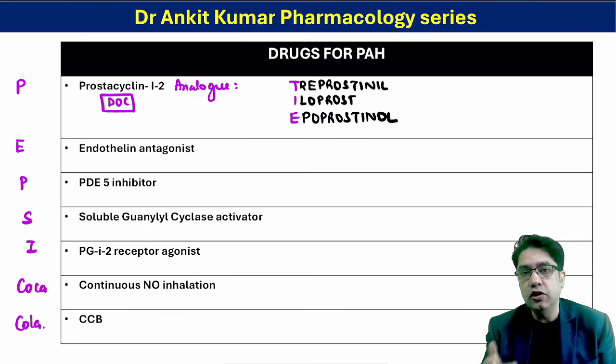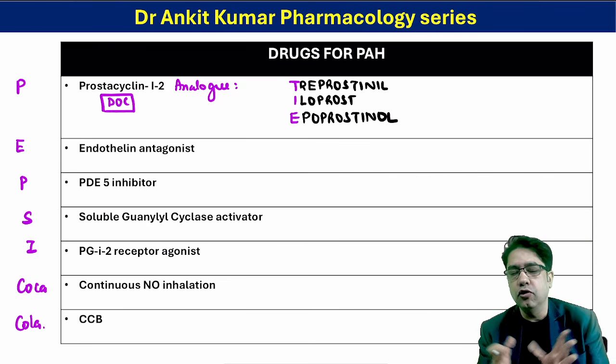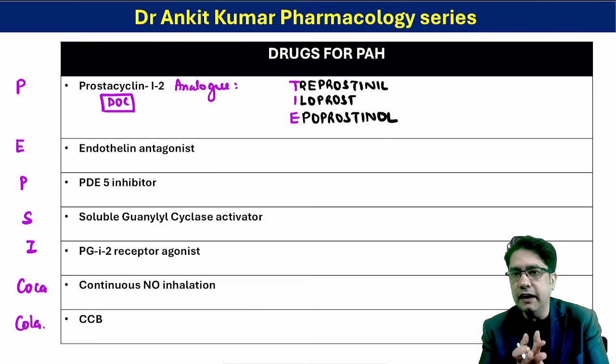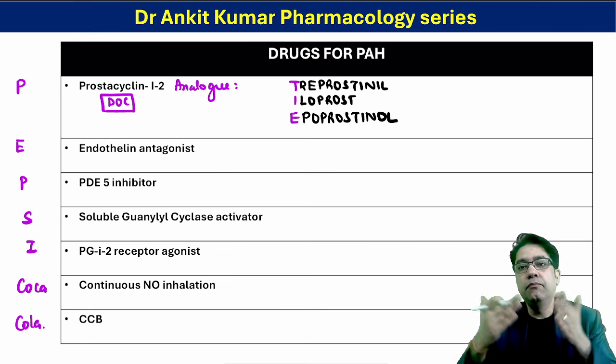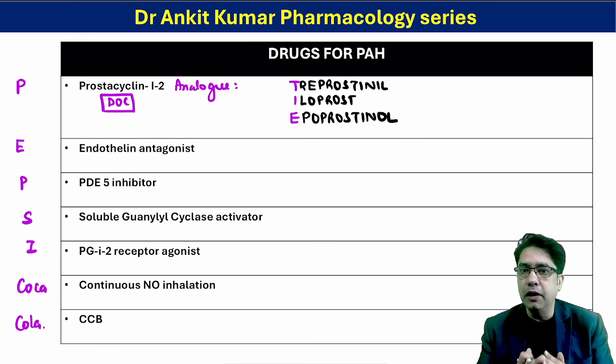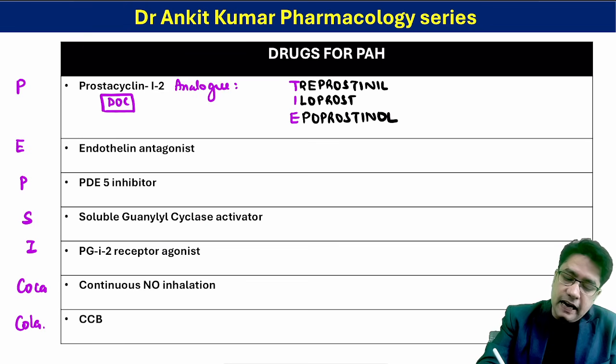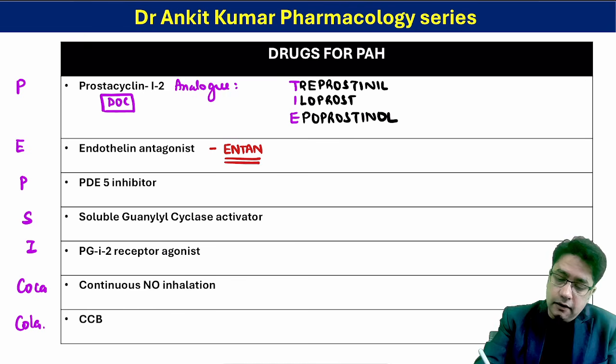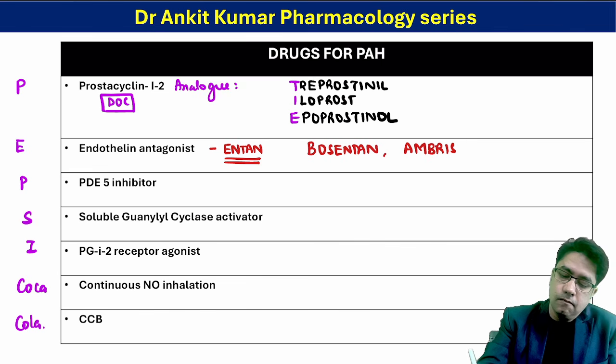Then we have endothelin antagonists. Remember, endothelin causes vasoconstriction in the pulmonary artery. So we block the endothelin receptor by giving an antagonist. It produces vasodilation and pulmonary artery pressure reduces. Any drug which is an endothelin antagonist will end with the word entan, like bosentan and ambrisentan. So they end with the word entan.